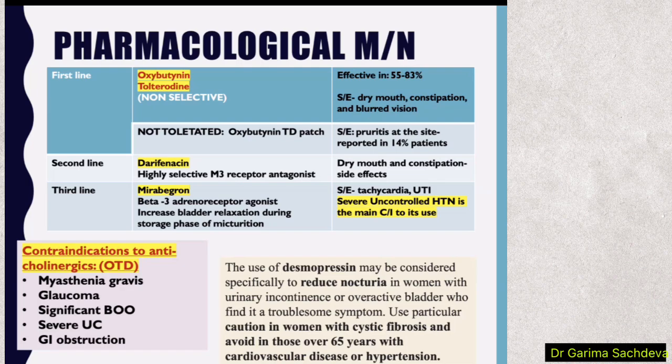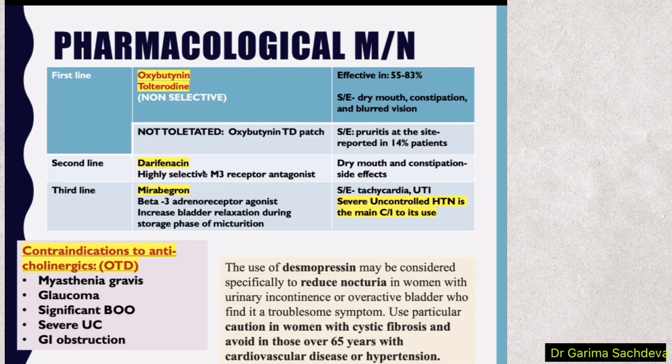If these are not tolerated, then the other first line option is transdermal oxybutynin. A transdermal patch is also available instead of oral, if it is not tolerated because of these side effects. The problem with this transdermal patch is that pruritus can occur at the site of application in 14% of patients. Then the second line option is darifenacin.